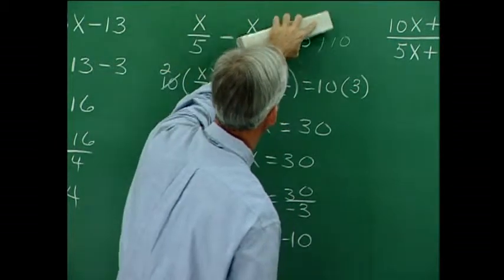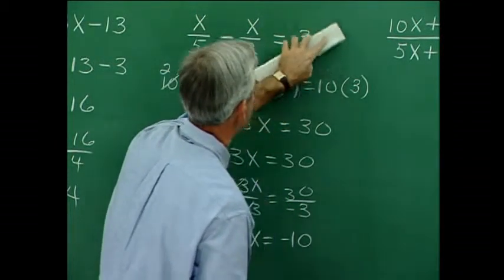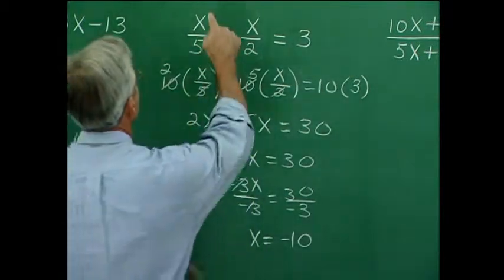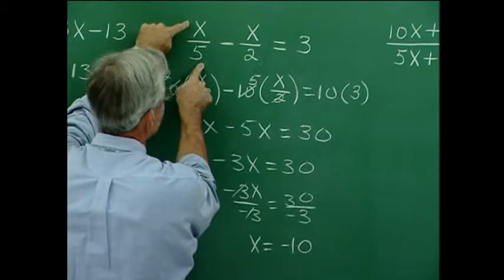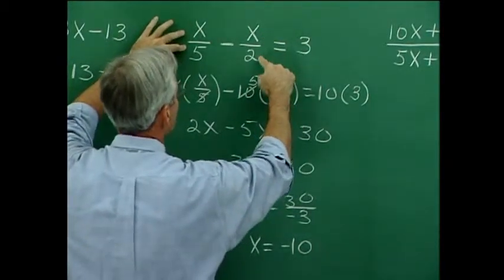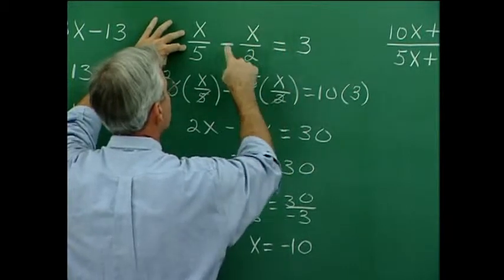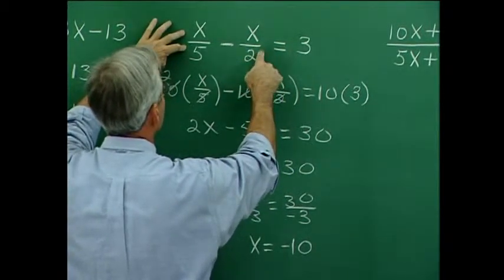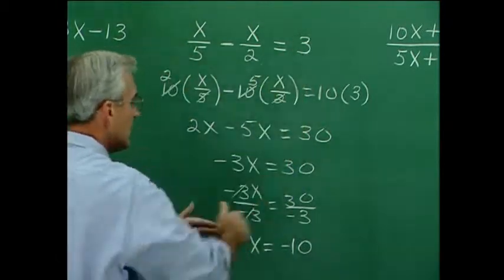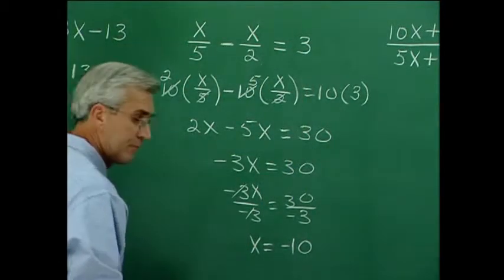I just want to quickly verify this solution, and I suggest you do this from time to time. Let's see, negative 10 over 5, gee, that's negative 2. If this is negative 10 over 2, that would be negative 5. Negative 5, that's plus 5. Okay, 5 with negative 2, that's 3. 3 equals 3. Yes, that's true. This is a valid solution.